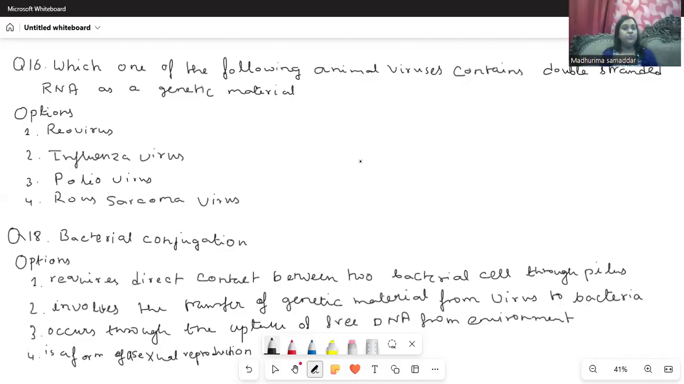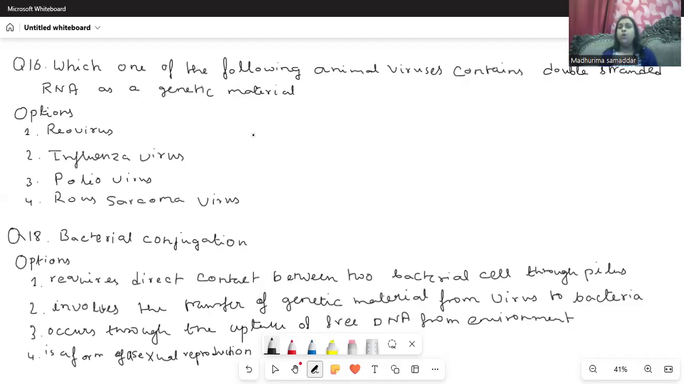Let us continue solving the question paper of IIT JAM Biotechnology. We are in question number 16. The question is, which one of the following animal viruses contains double-stranded RNA as a genetic material? Options: number 1 is reovirus, number 2 is influenza virus, number 3 is poliovirus, and number 4 is Rous sarcoma virus.